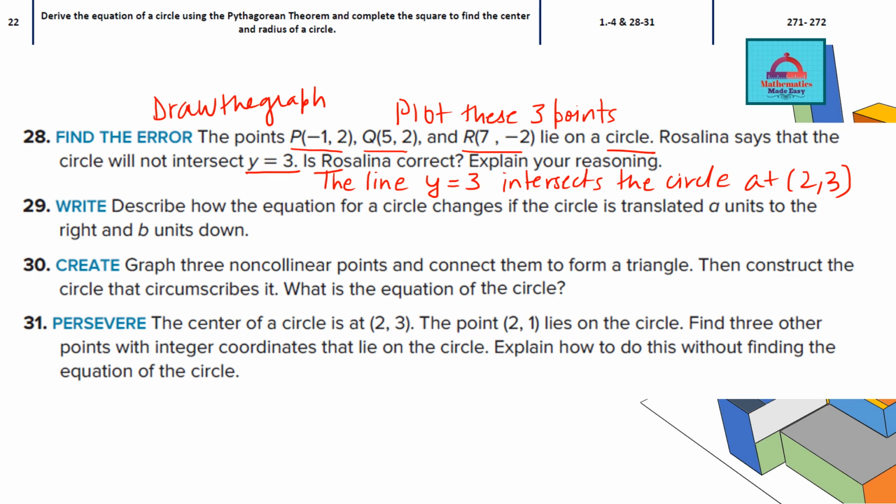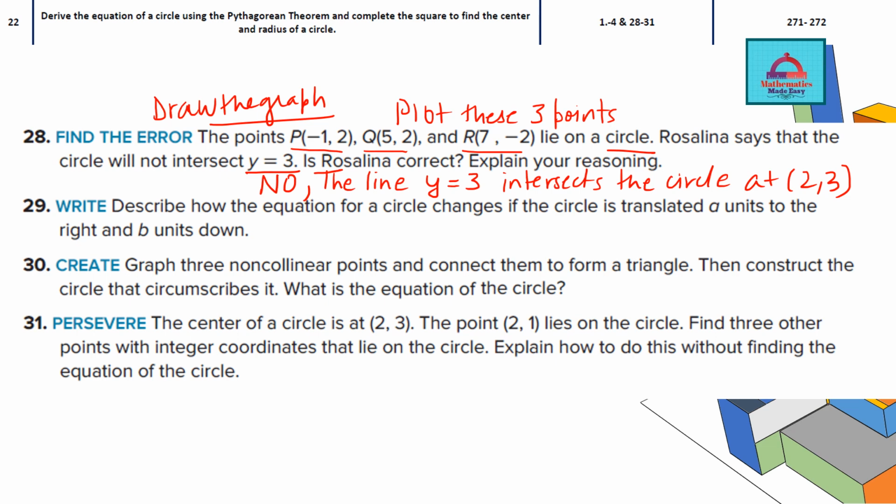The answer to "Is Rosalina correct?" is no, she's wrong. If you draw the graph and plot the points, the circle is going to pass through the point (2, 3). That means the line y = 3 is going to intersect the circle.